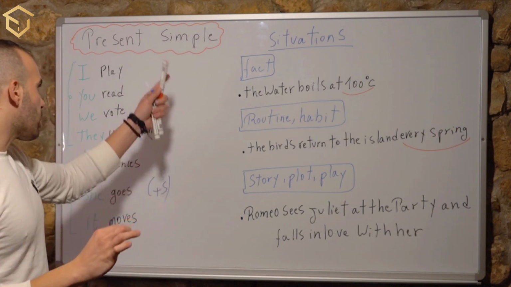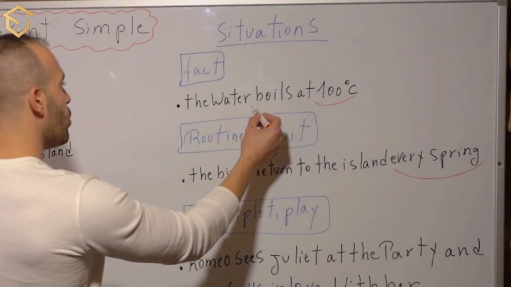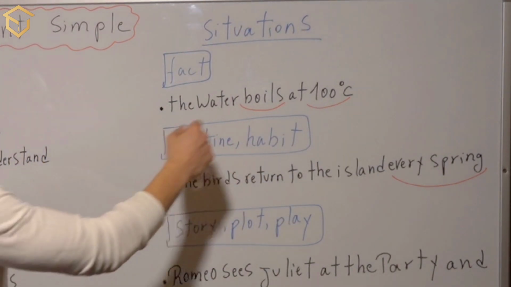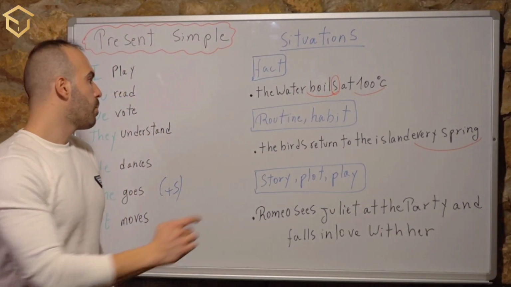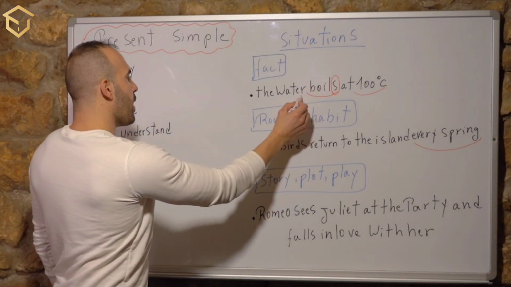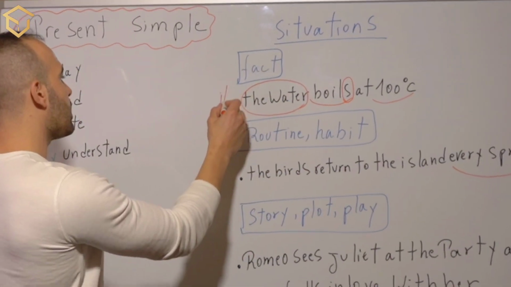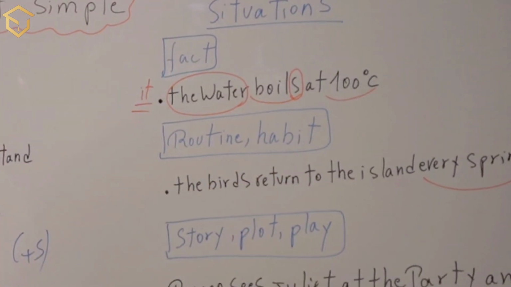Now let's focus on the verb tenses here, on the actual verbs. As you can see, we have the verb boils in the first sentence. With this verb, we have an extra s. Why? Because boils is connected to the water, and the water is considered as it. So that's why we add s to boil.